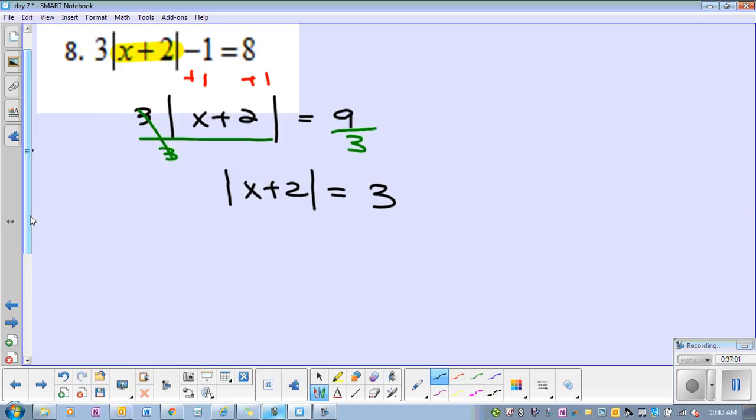So now we have the absolute value all by itself, so you're going to drop the bars, write it twice. The first one is x plus 2 equals 3. The second one is x plus 2 equals? -3. Thank you. Great job. If we solve this, what do we get for our 2 x's?